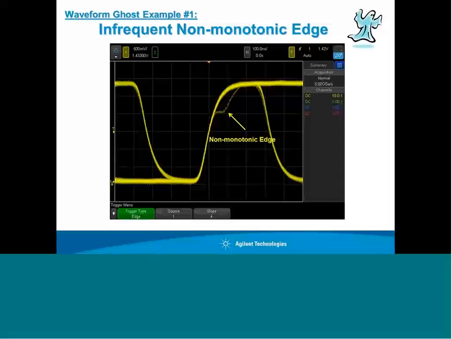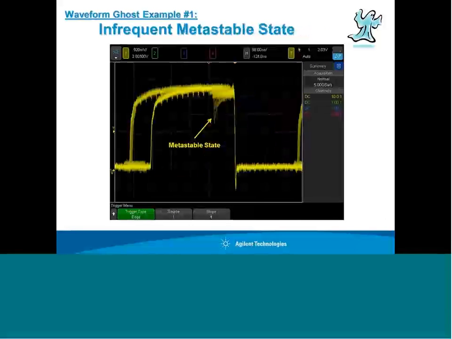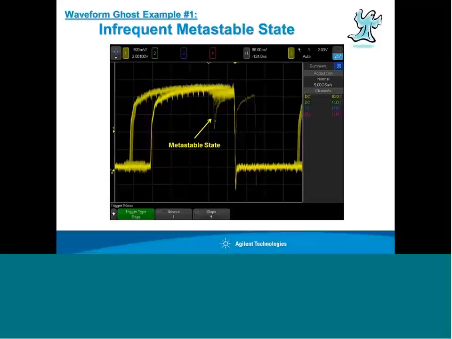So here's the first example of what some people might call a waveform ghost. I've shown signals like this to engineers, and the first thing they say is, there's a waveform ghost. So what is a waveform ghost? It's a flickering waveform. It's an event that is random and infrequent, and sometimes you see it on the scope's display, sometimes you don't. Basically it's a problem signal. In this case, it's what we call a non-monotonic edge. A signal has a normal rising edge, but occasionally it stalls before going completely up, but it's random and infrequent.